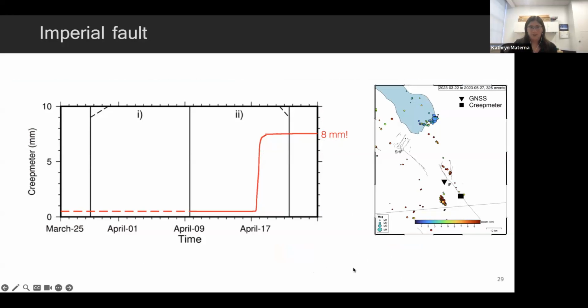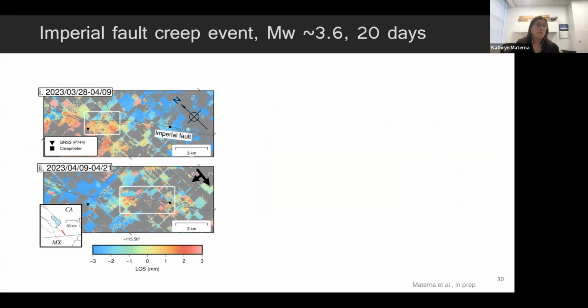So we did the same process. We went through the InSAR, we went through the GNSS data, and we found the following. We found a creep event that began in the interferogram prior, just like the Superstition Hills fault. So the creep meter is somewhere down here in the south, and the creep event begins more than 12 days earlier in this northern part of the fault. And then it propagates southward, and reaches the creep meter.